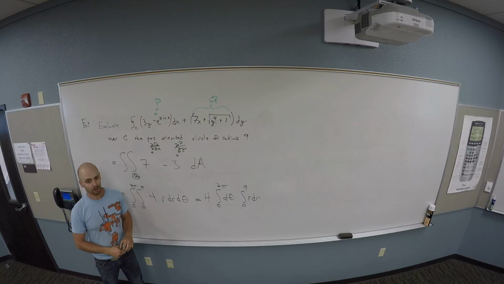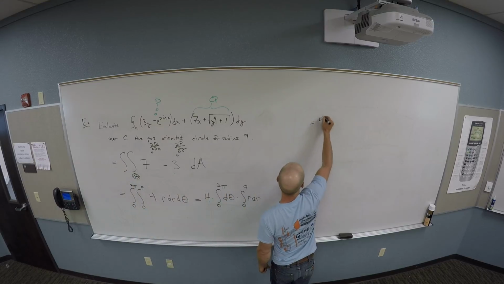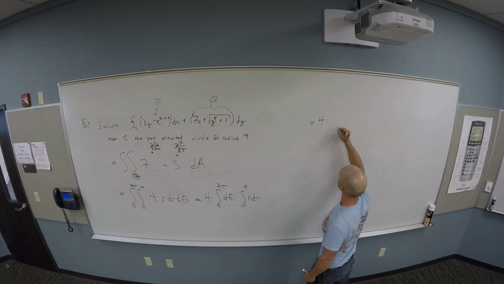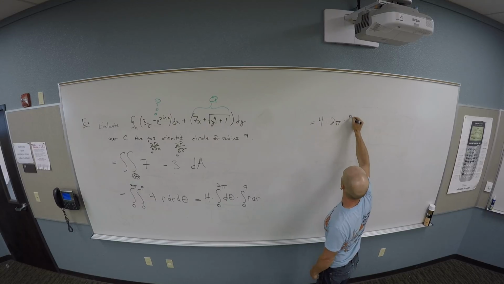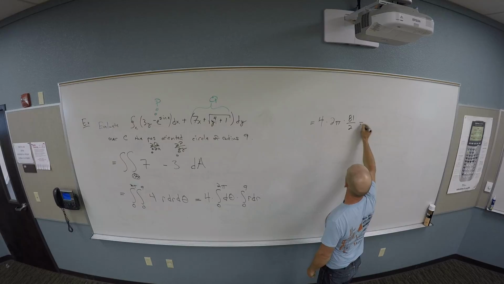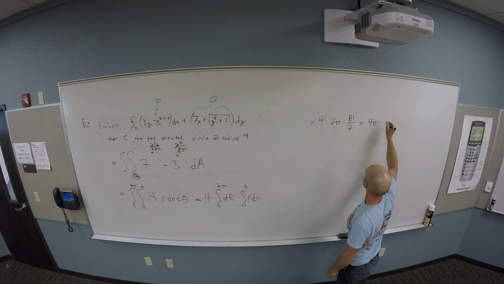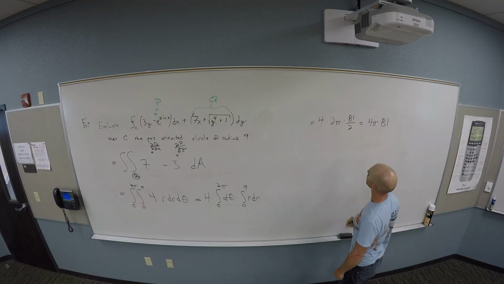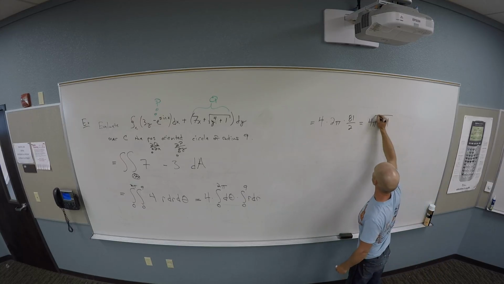And then what are your bits here? You get 4 times 2 pi times 81 over 2. The 2's cancel, so that's 4 pi times 81, which is 324 pi.